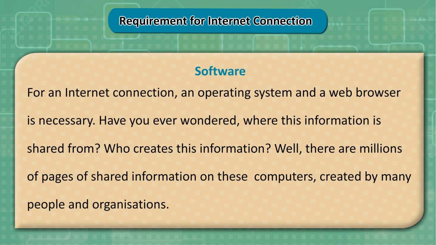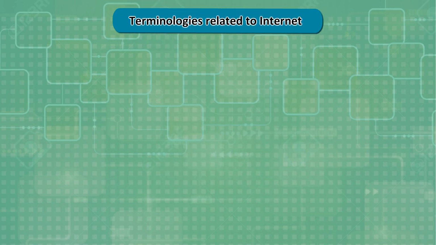Software. For an internet connection, an operating system and a web browser are necessary. Have you ever wondered where this information is shared from? Who creates this information? Well, there are millions of pages of shared information on these computers, created by many people and organizations. Terminologies related to Internet.